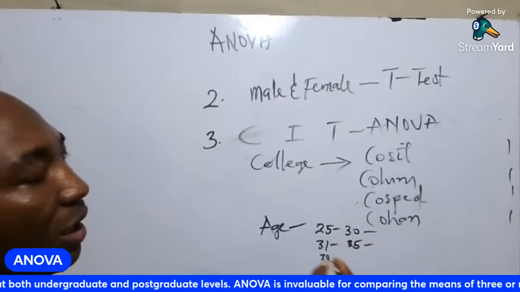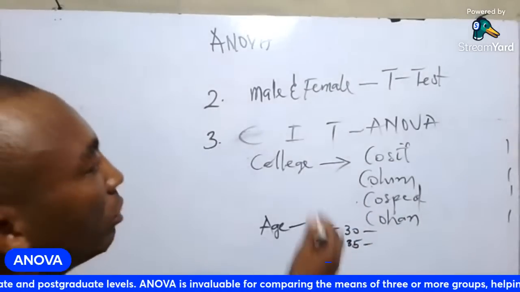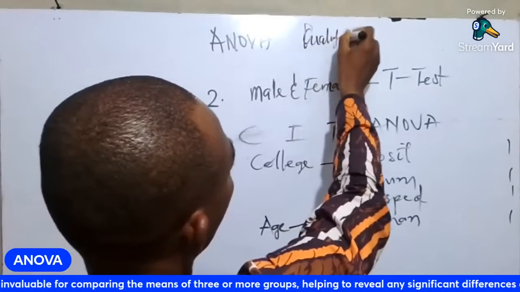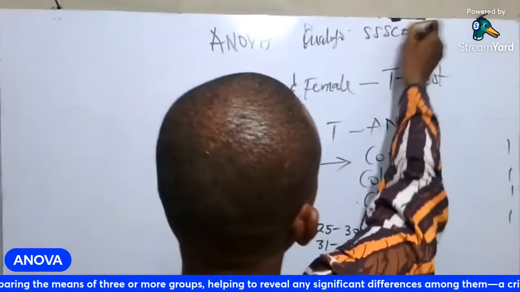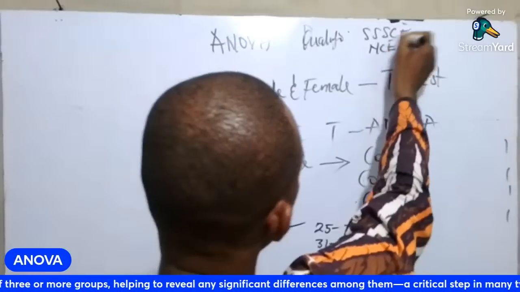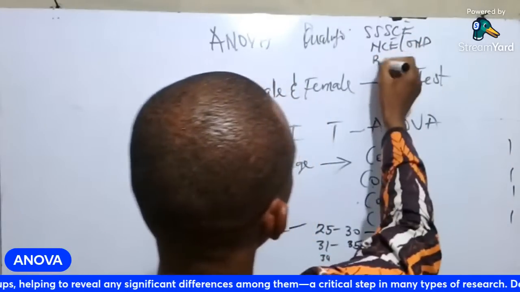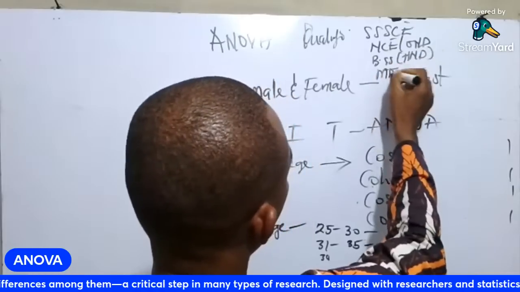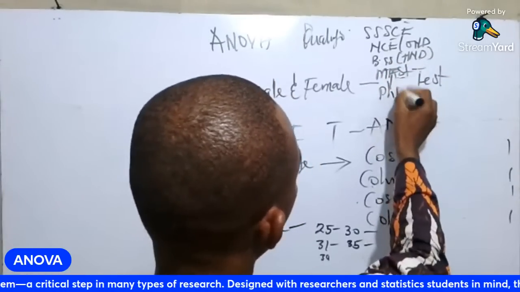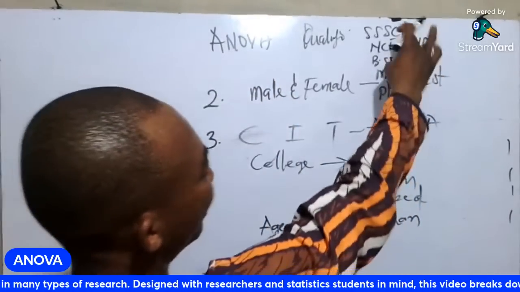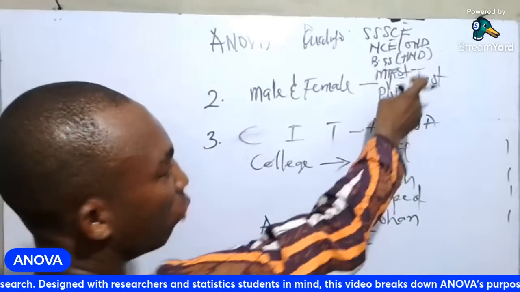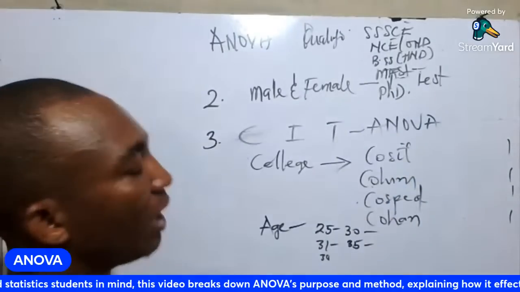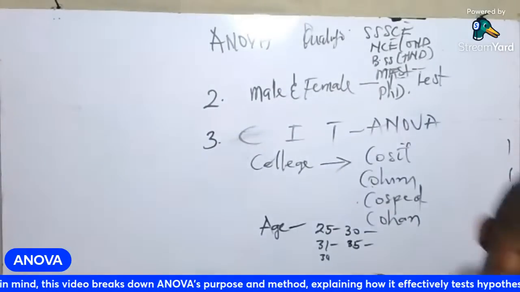Another thing, when you are looking at the sample mean of, let's say, qualification. When you are talking about qualification, you talk about SSC, you move away, you talk about NCE or OND, you move away, you talk about BSc or HND, you move away, you talk about masters, then you go ahead and talk about PhD. You see that this one is even more than 3. So once the sample mean is already more than 3, you have to make use of analysis of variance.